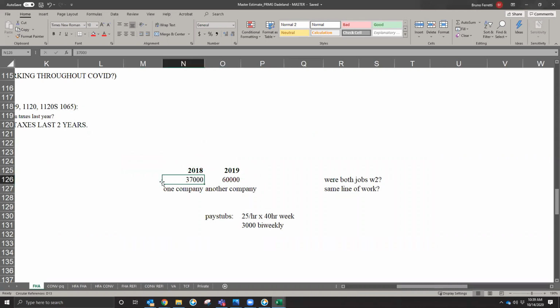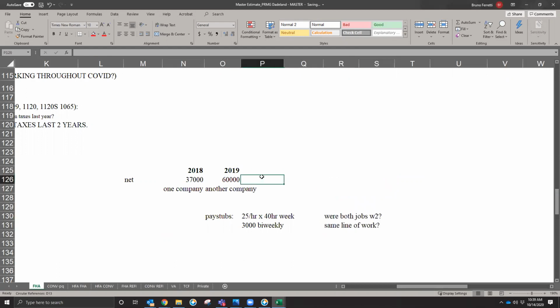Esther, let's say that this client was 1099, okay? And let's say that this was what they made net. And this is important because if they're W-2, I could use their pay stubs, right? If they're 1099, I cannot use their pay stubs. They don't have pay stubs. They only file their taxes at the end of the year.